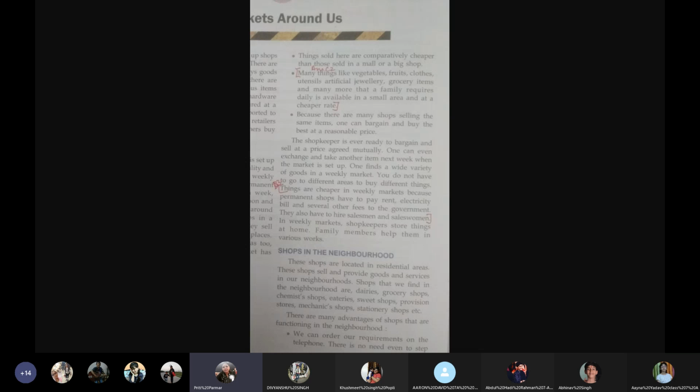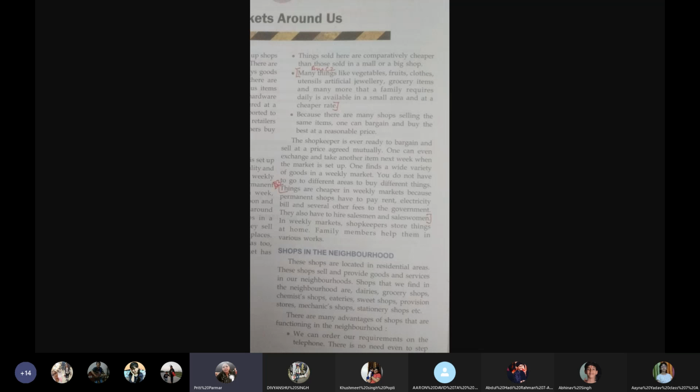Now, the shopkeeper is ever ready to bargain and sell at a price agreed mutually. One can even exchange and take another item next week when the market is set up. One finds a wide variety of goods in a weekly market. You do not have to go to different areas to buy different things. Things are cheaper in weekly markets because permanent shops have to pay rent, electricity bill, and several other fees to the government. They also have to hire salesmen and saleswomen. In weekly markets, shopkeepers store things at home, family members help them in various works.